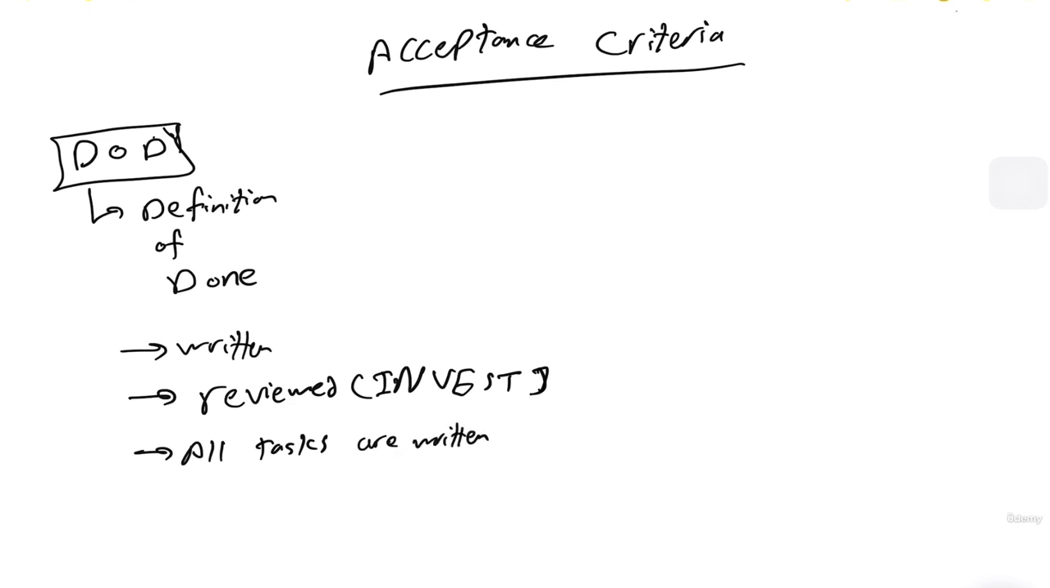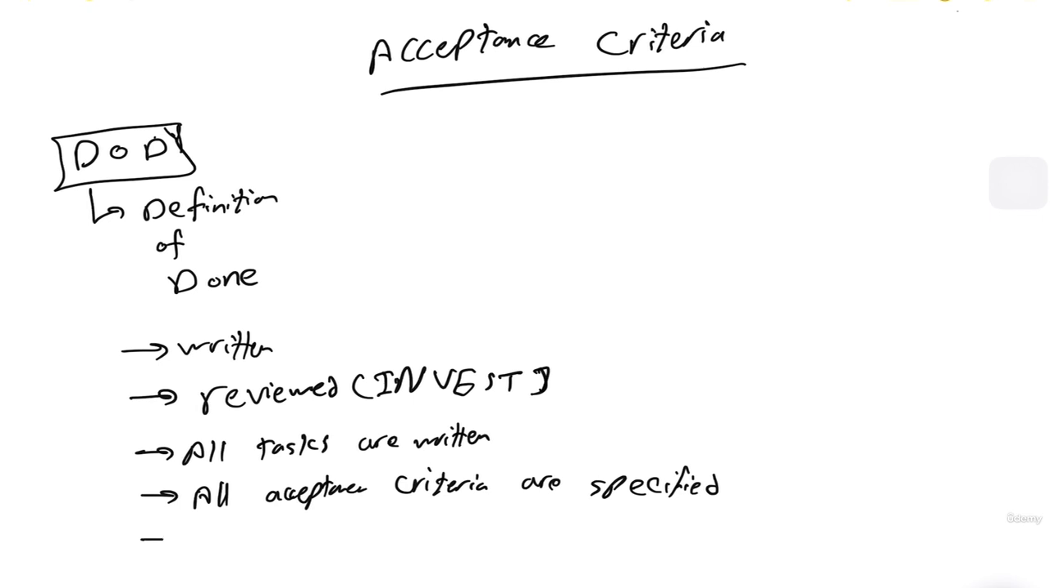Then this is about planning. Also, we should say that all acceptance criteria are specified. So those can be considered as definition of done of writing the user story. But what about the definition of done of finishing or implementing the user story?